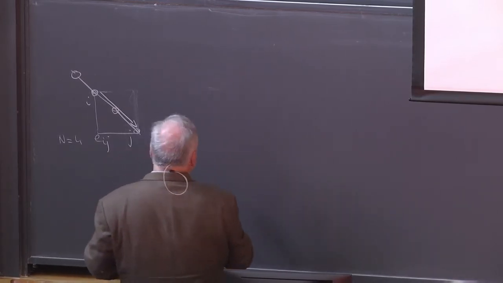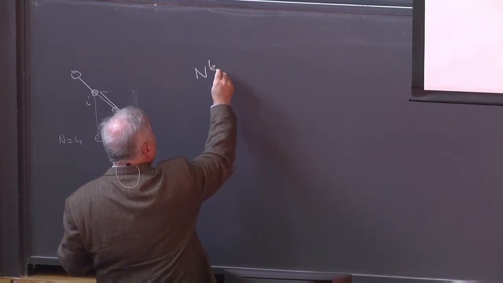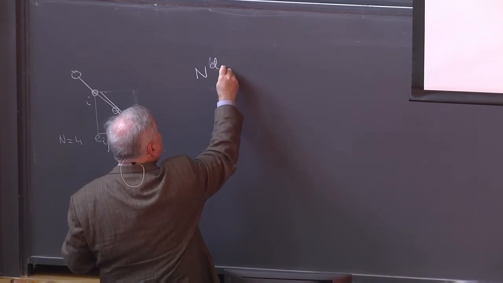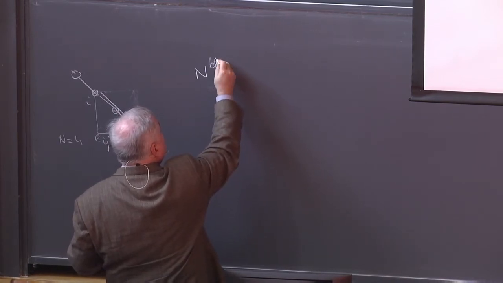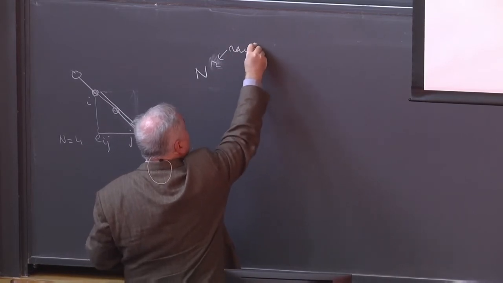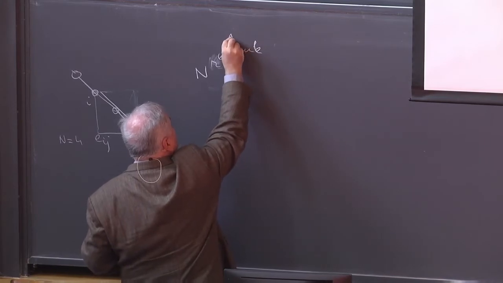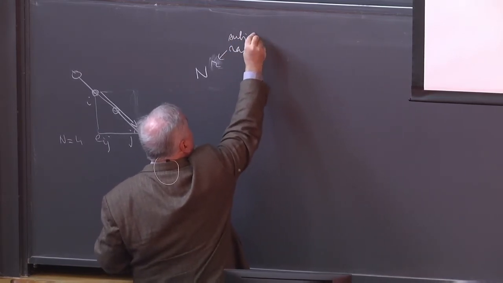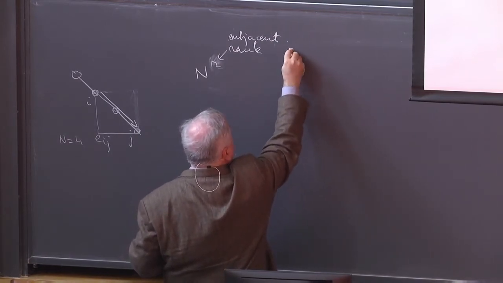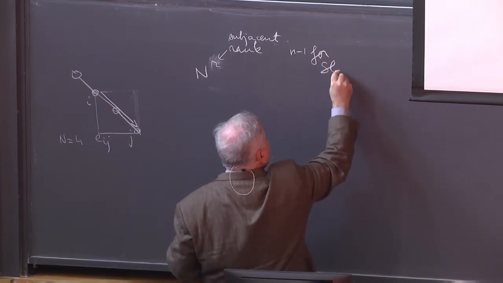Similarly, we take a period n to the power k, where k is n to the power d minus... so d, let's put here r. R is the rank, the underlying, subjacent rank, that would be n minus 1 for SLN.